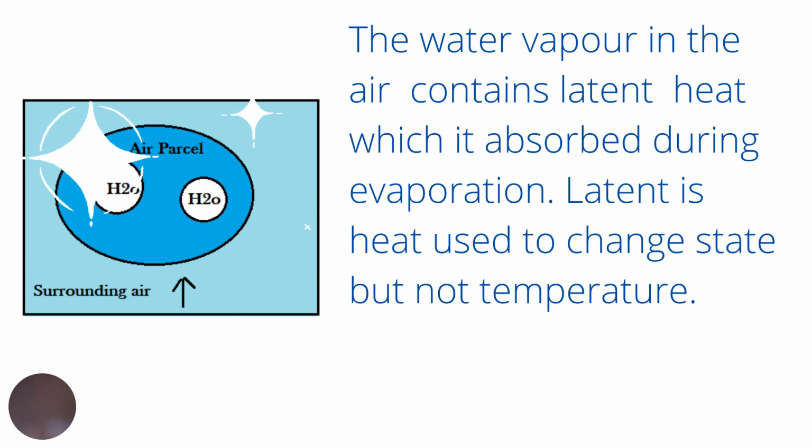So as the diagram shows, the water vapor in the air parcel contains latent heat. Now, that latent heat was obtained during the process of evaporation, which is opposite to condensation. So evaporation is a cooling process. Evaporation cools the surface where the evaporation is taking place, and that is because the water itself is absorbing the heat as it changes from a liquid to a gaseous state. The latent heat is used to change the state, but it does not change the temperature.